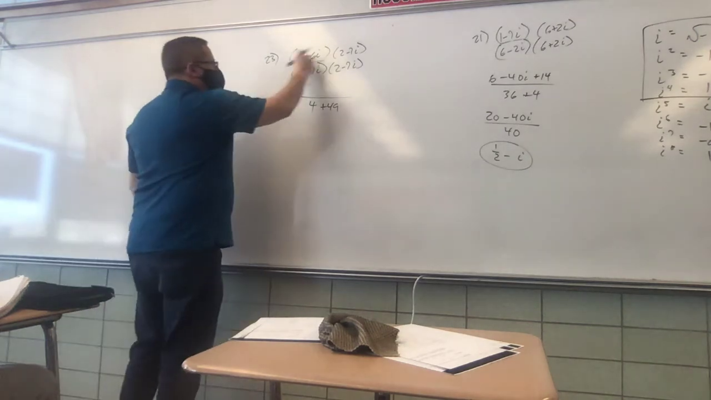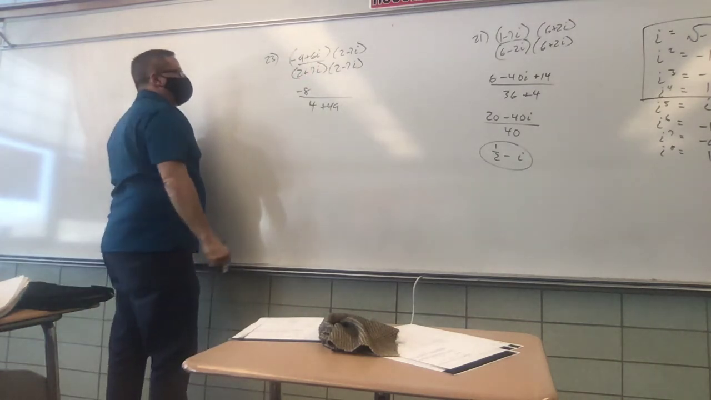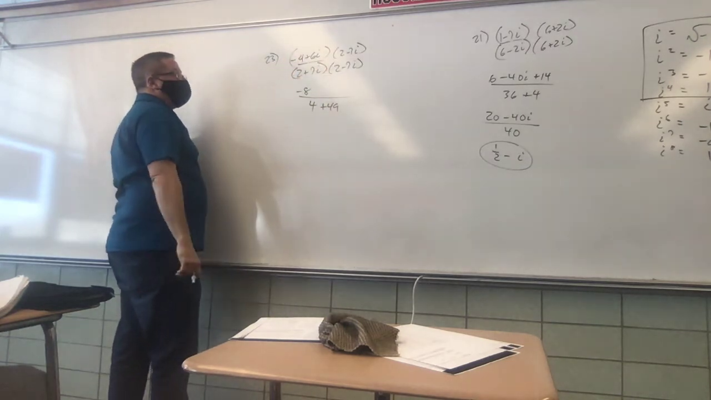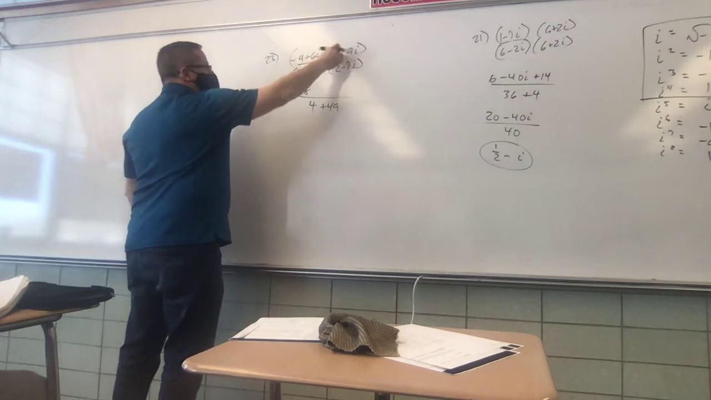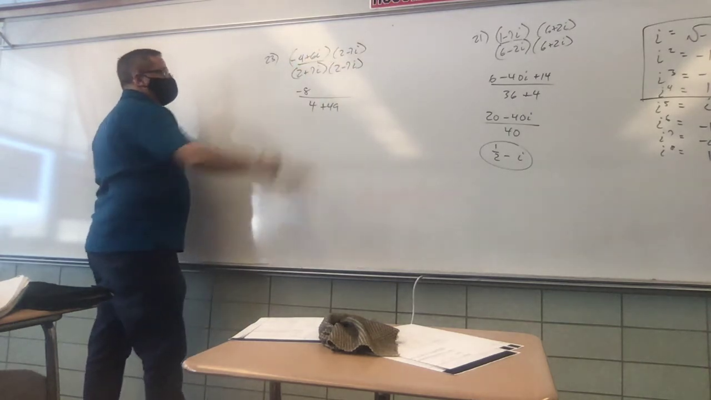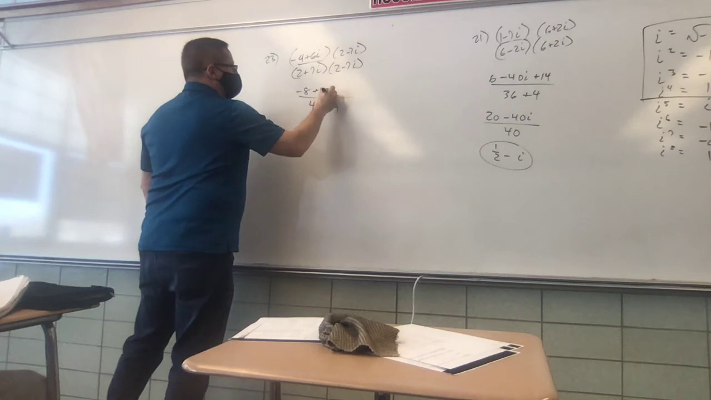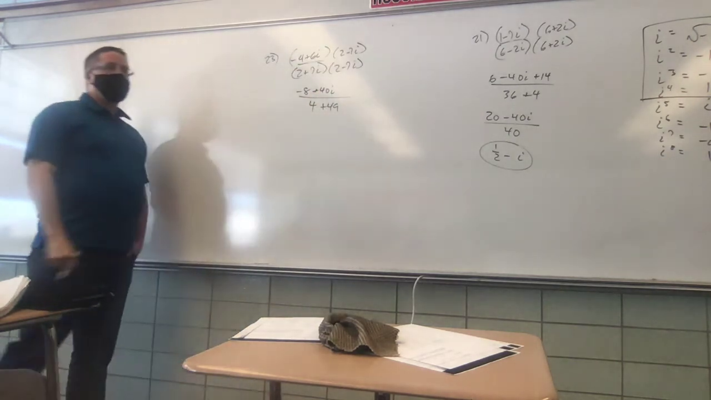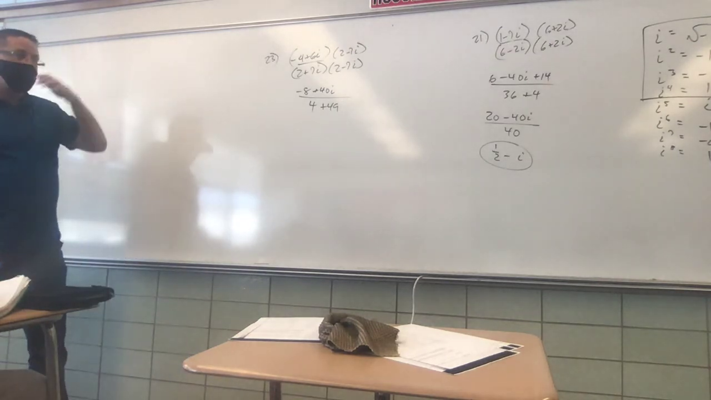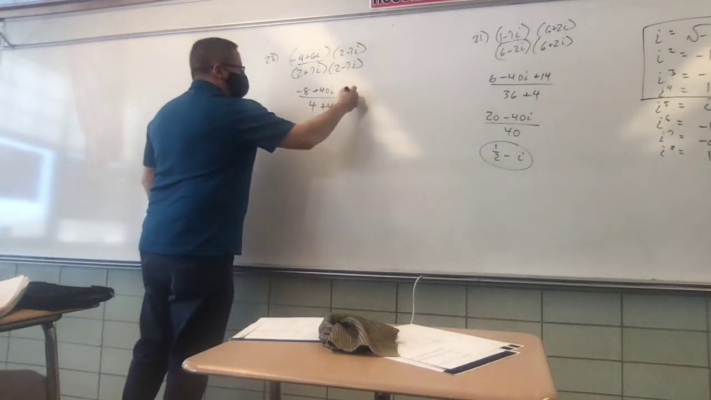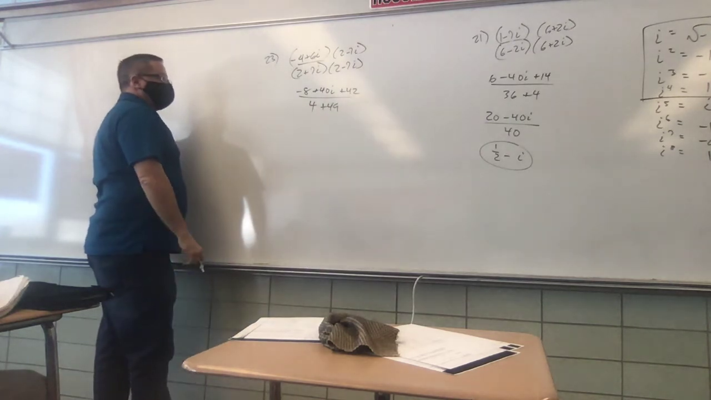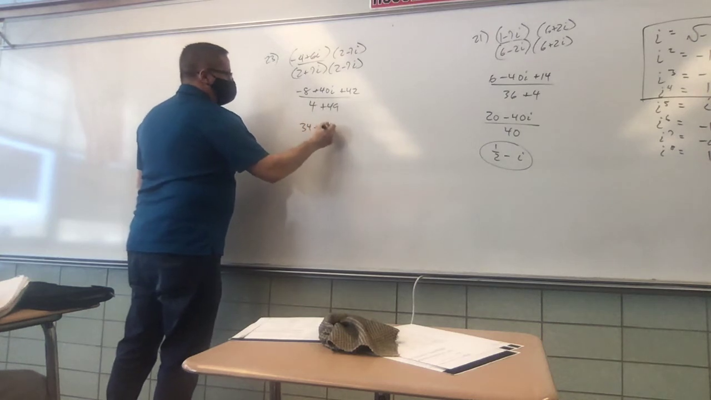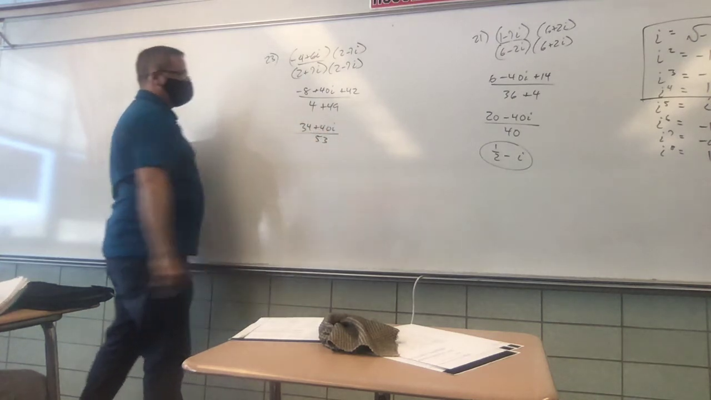Let's FOIL this thing out. My first is negative 8. I'm going to skip a step here. My outers are negative 4 times negative 7 is positive 28i. My inners is 2 times 6 is 12i. 28 and 12 is 40i. And my last, 6i times negative 7i is negative 42i squared, which is positive 42. Put together 42 and negative 8, that's 34 plus 40i over 53.